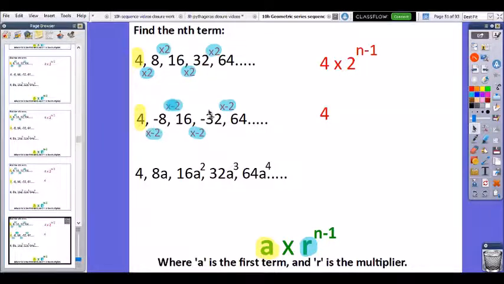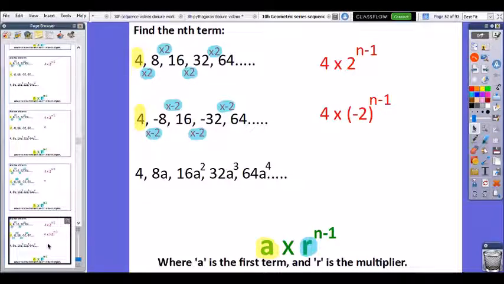So my multiplier is negative 2, so my nth term is going to look something like this. And I've put that negative 2 in brackets, because if I don't, BIDMAS is going to give me something incorrect. So if it's negative, it needs to be in brackets.